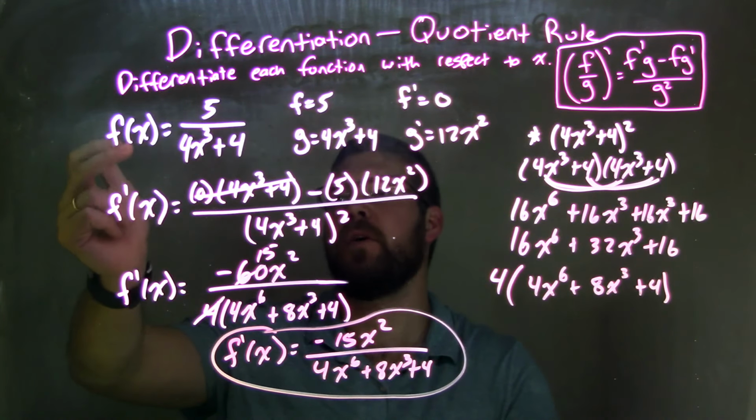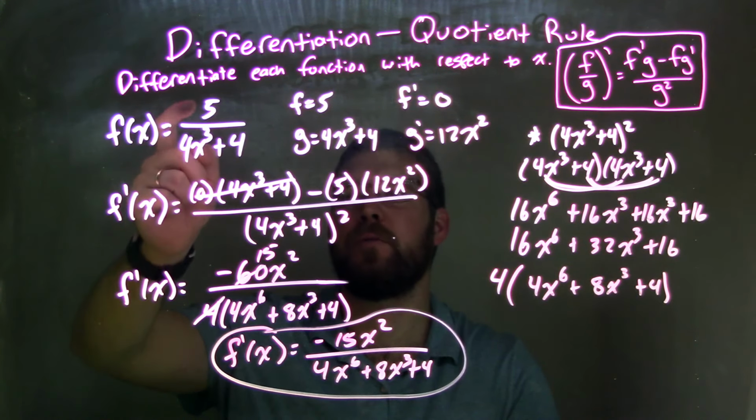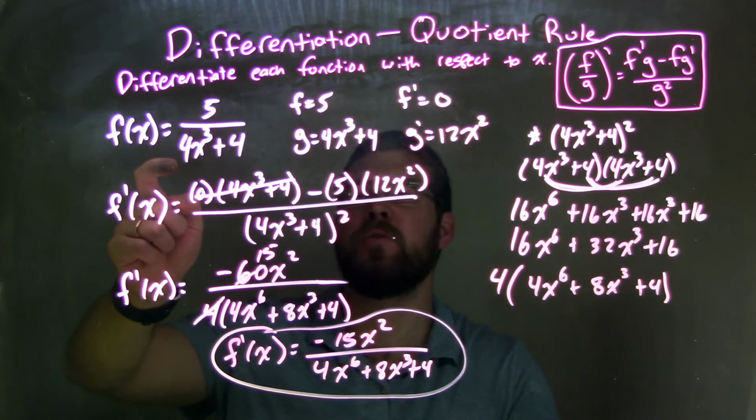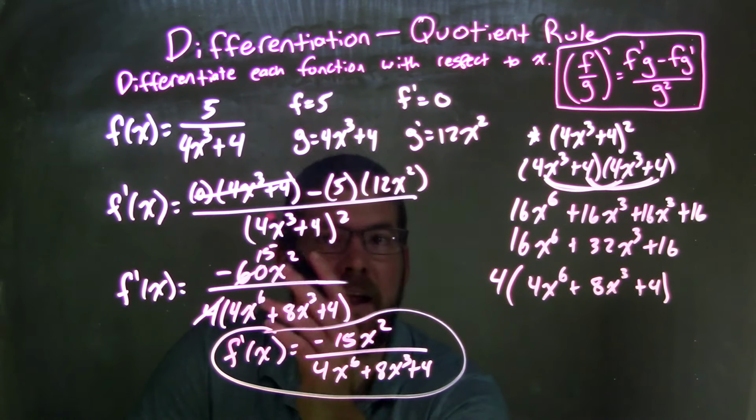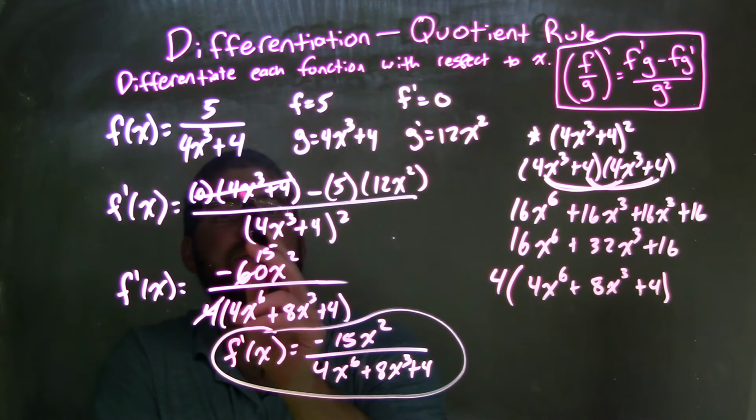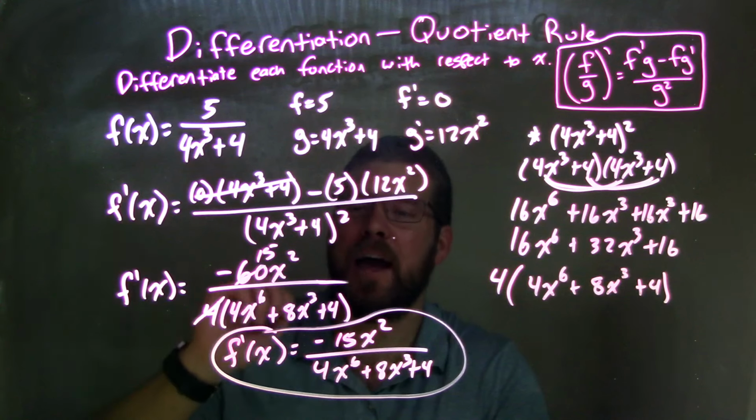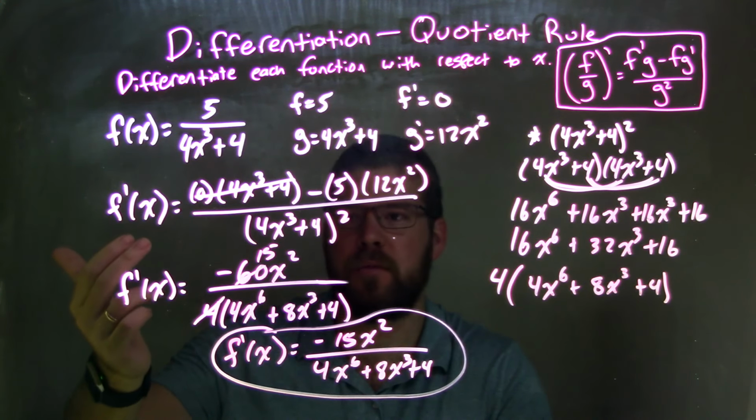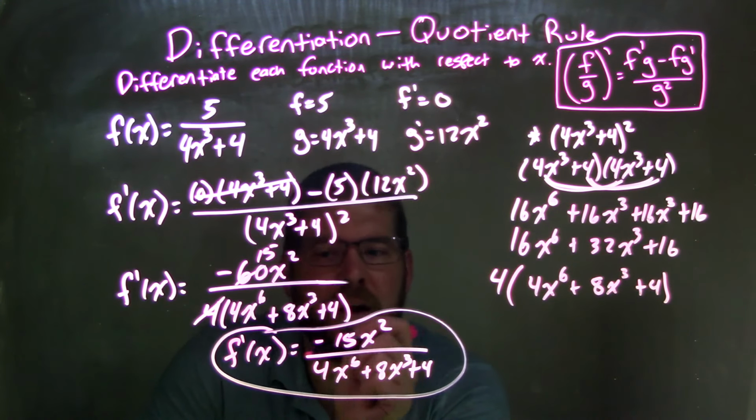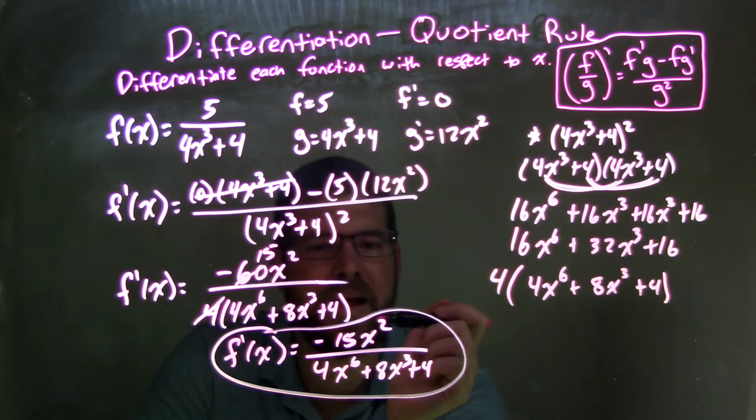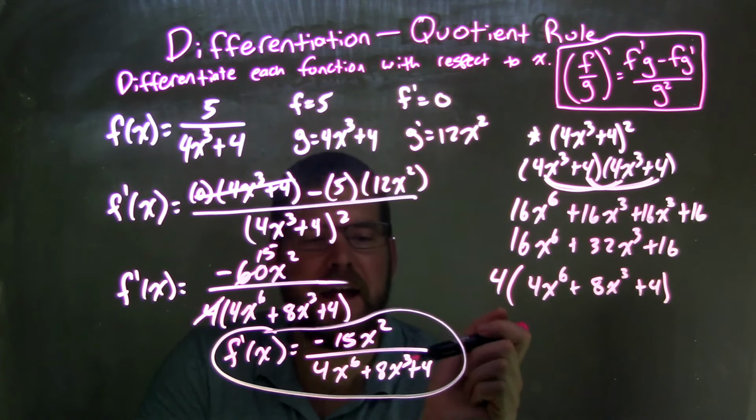So let's recap. We're given our function, f of x, and it's a quotient function. We labeled 5 as f, and 4x to the third plus 4 we labeled g. I then found f prime and g prime. I then could apply the quotient rule, and at this point, by plugging them in, I had f prime times g minus f times g prime all over g squared. At this moment, I have my derivative. The rest is just algebra simplifying. I simplify here, and I cancel some parts out, leaving me my final answer, which was f prime of x is equal to negative 15x squared all over 4x to the 6th plus 8x to the 3rd plus 4.